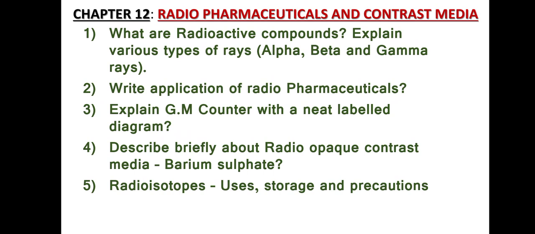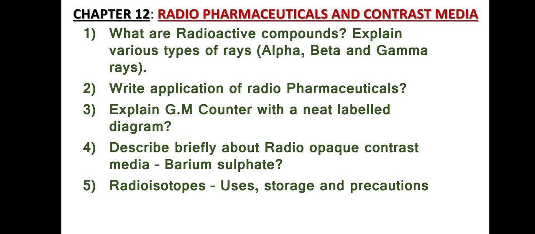Coming to chapter 12, that is radiopharmaceuticals and contrast media. This is also one of the important chapter in this subject. So there are 5 important questions. So you should read all the questions. Surely 1 or 2 questions will come in main exam from this chapter. So first question, what are radioactive compounds, and explain various types of rays. So you have to briefly explain alpha rays, beta rays and gamma rays properties.